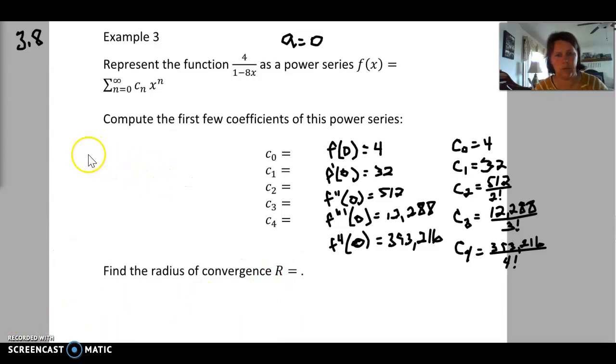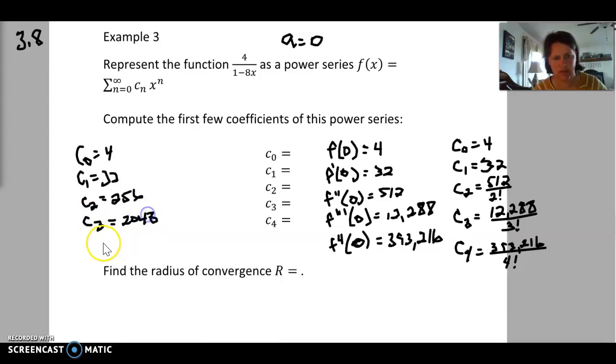Okay, so after simplifying all of those, we'll have c sub 0 is 4, c sub 1 is 32, c sub 2 is 256, c sub 3 is 2,048, c sub 4 is 16,384, and those would be our coefficients for each one of those terms.